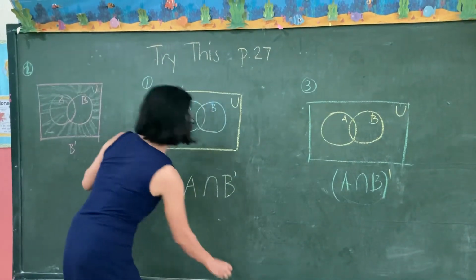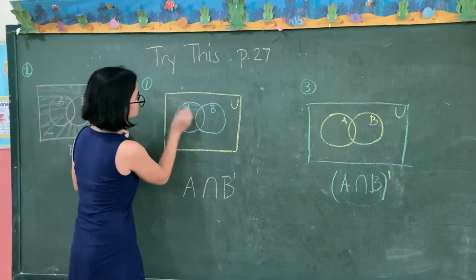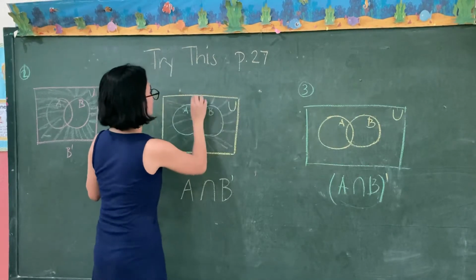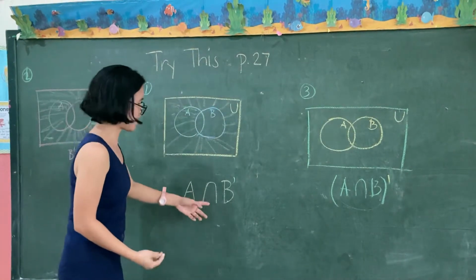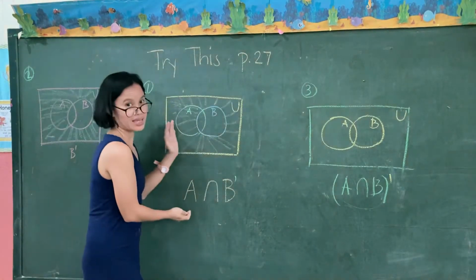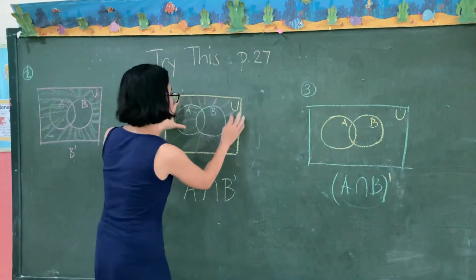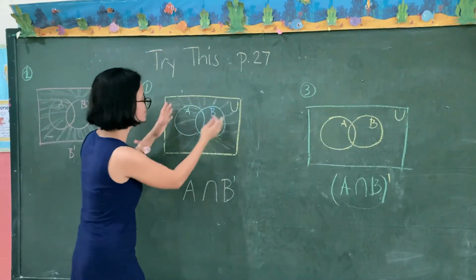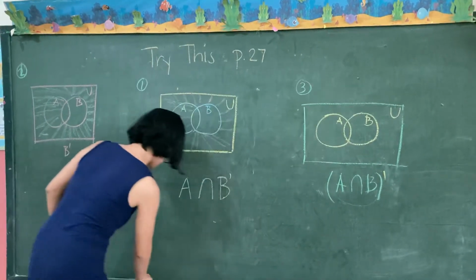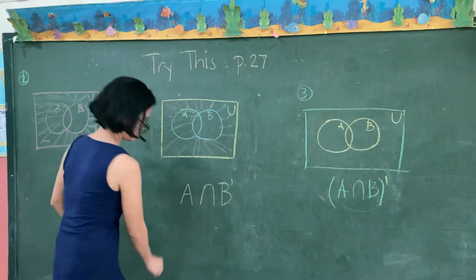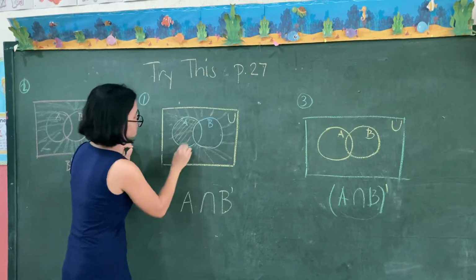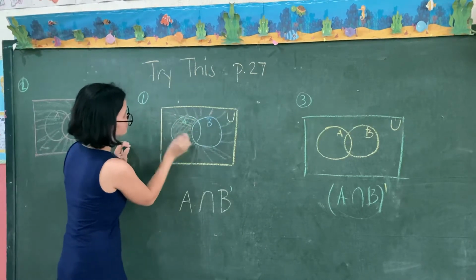Let me shade the complement of set B. Your answer should look like this. However, it says further that there is an intersection of these elements with the elements in A. So all the elements outside of B will intersect with A. So the intersection should only be in set A. So your answer should look like this. Your final answer should look like this.